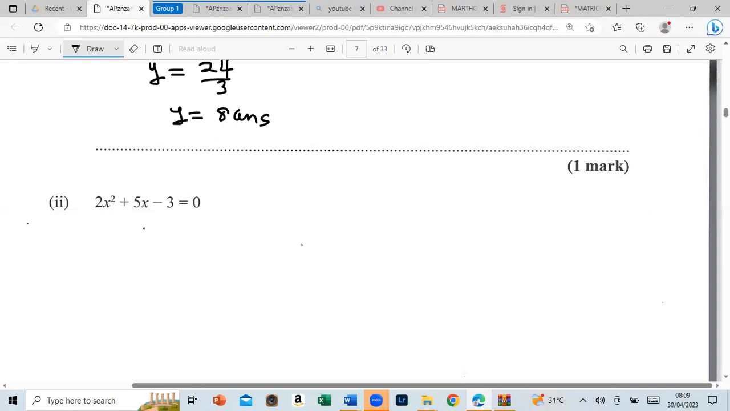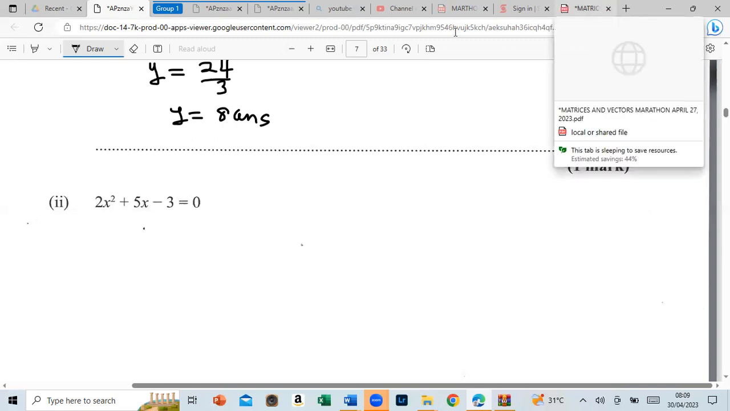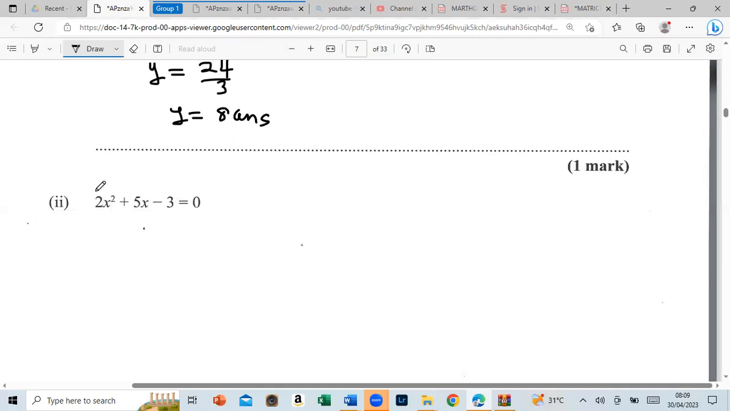All right, let's go. So what we're going to do, I'm going to factorize using the factor method. So we label it a, b, c. Everyone should be able to do this by now. I've done several videos on this. So we multiply a times c.